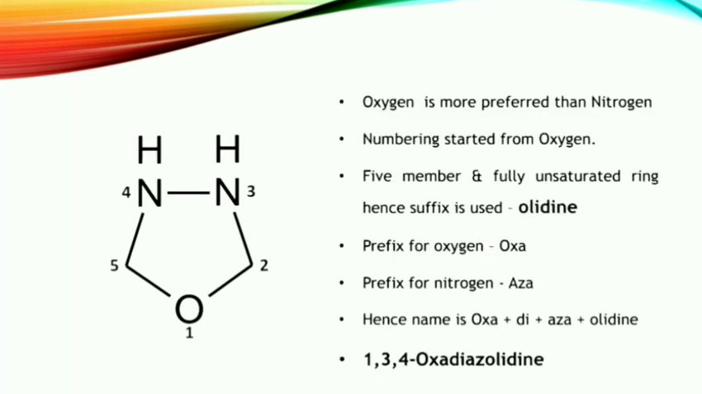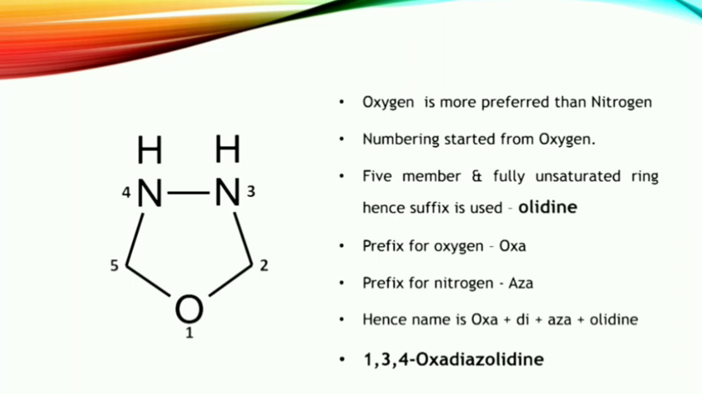Then see another example, which has oxygen and nitrogen, but you give the first preference to oxygen as compared to nitrogen. So give the numbering to this ring structure, 1 2 3 4 5. Then you identify the 5-member ring structure, but in this structure we do not have a double bond. Here there are single bonds, carbon single bond carbon, and nitrogen single bonds. So this structure will be the saturated one.